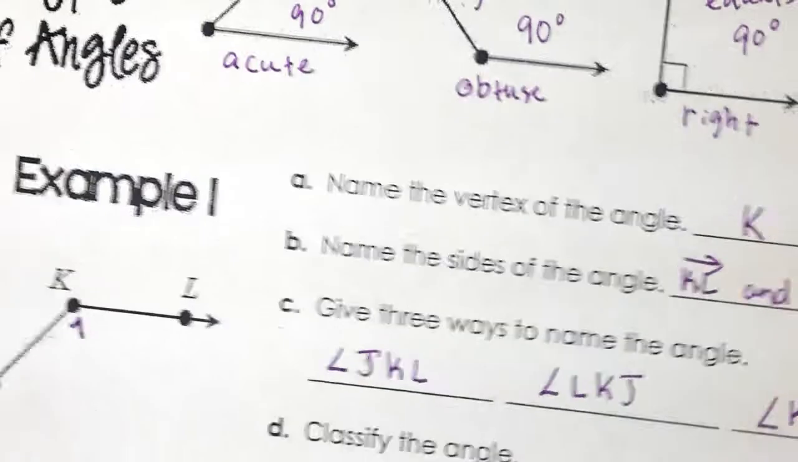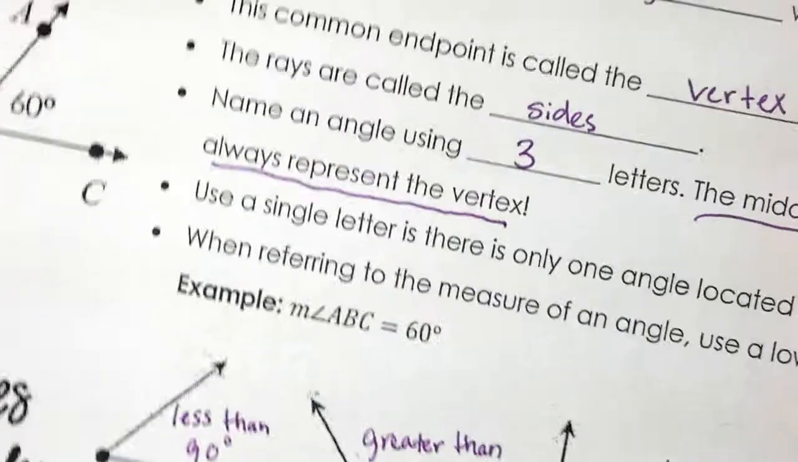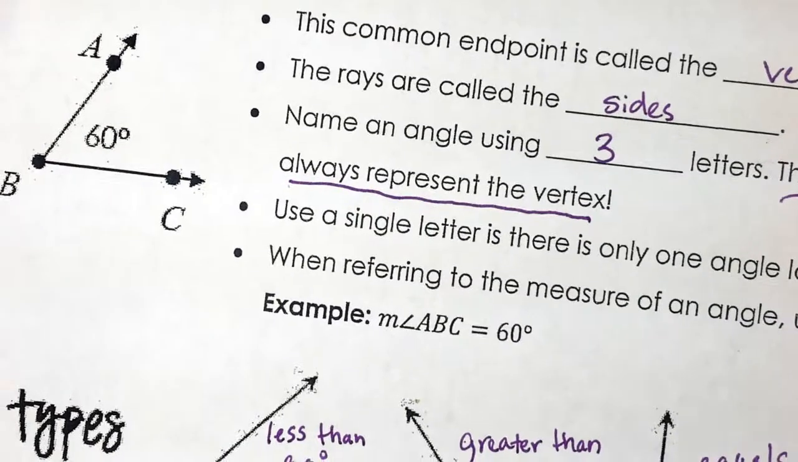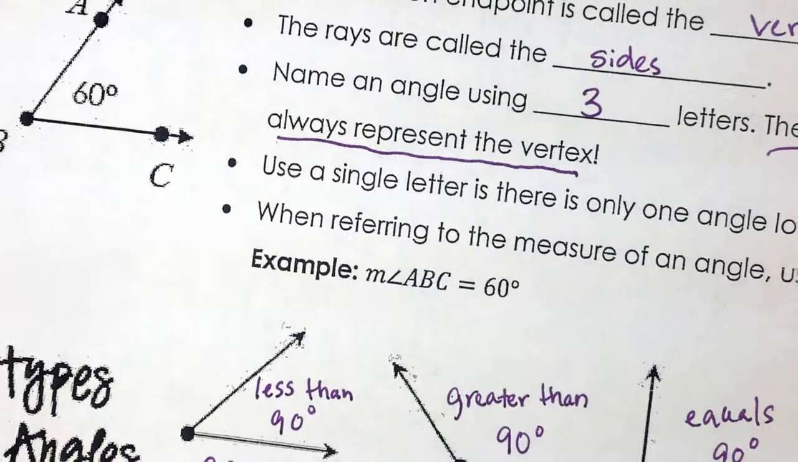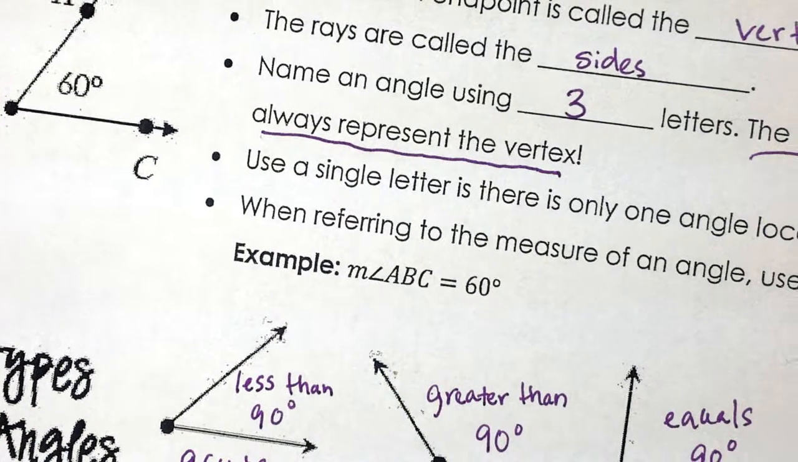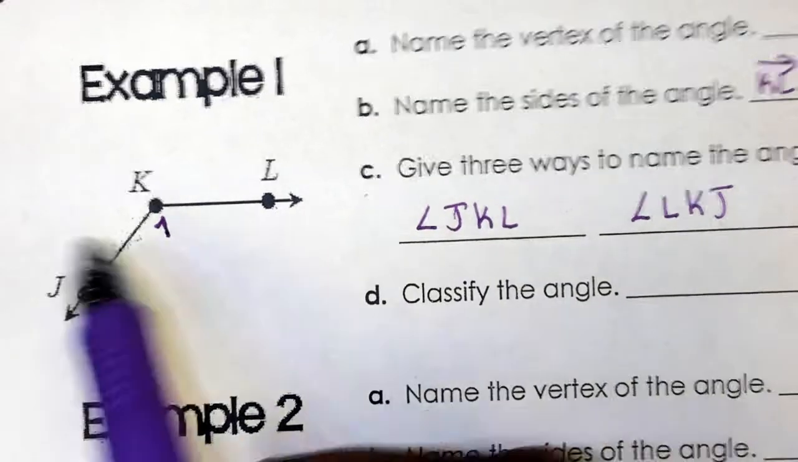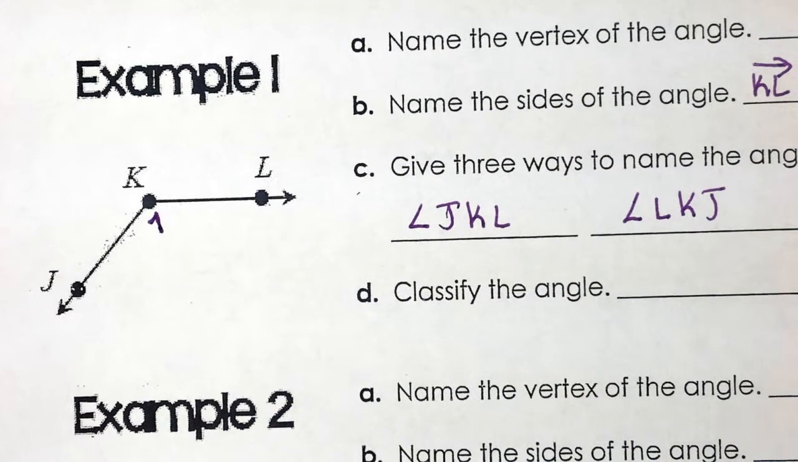But I want you to understand, a number like that is different than having degrees on the angle. This is telling me this angle is 60 degrees. I can't call this angle 60 degrees. That's wrong. It's just telling me that the measure of the angle is 60 degrees. That's different than having a number there labeling an angle.